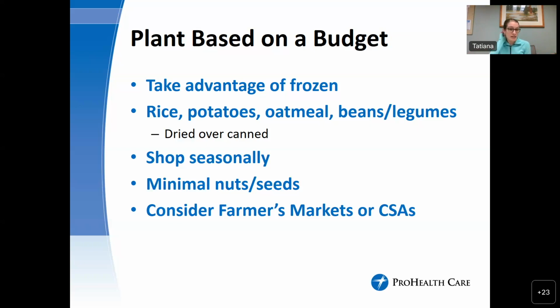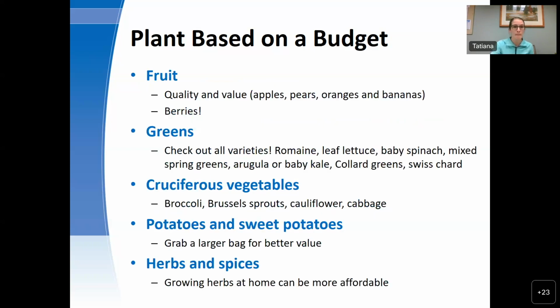And then another great way to save some money is to consider farmers markets or CSAs. So in the winter time, I know Milwaukee has a winter farmers market, but I know that there's tons of options around here in Waukesha in the summer and the fall times. And so these are areas where we can also maybe shave off a couple dollars versus paying more of a premium at a big box store.